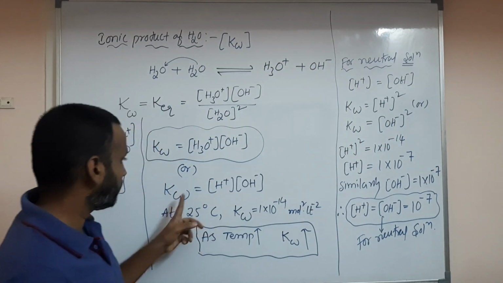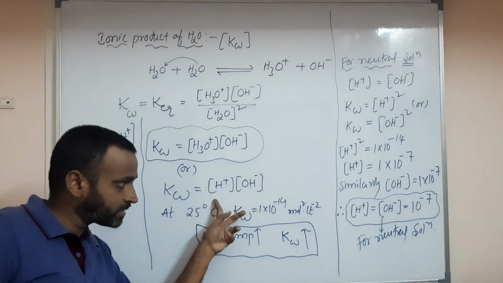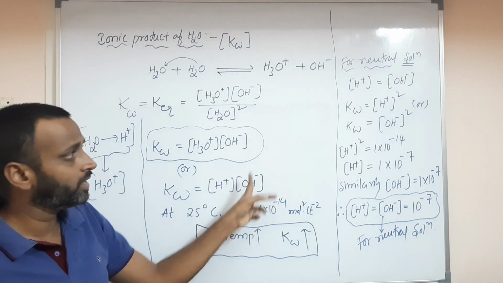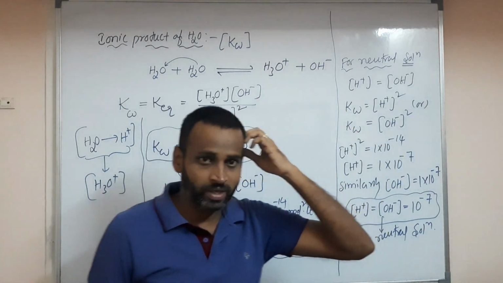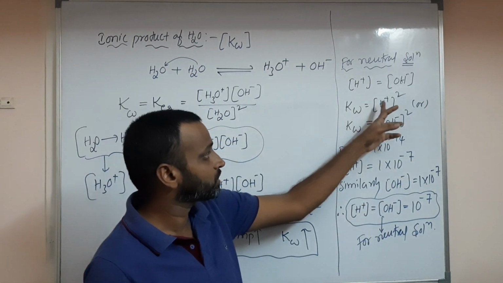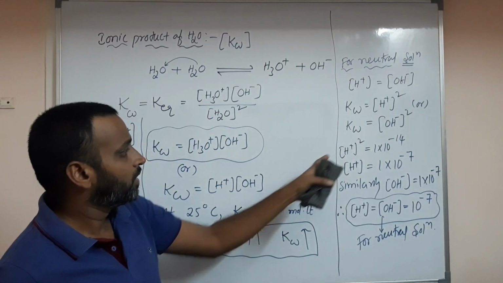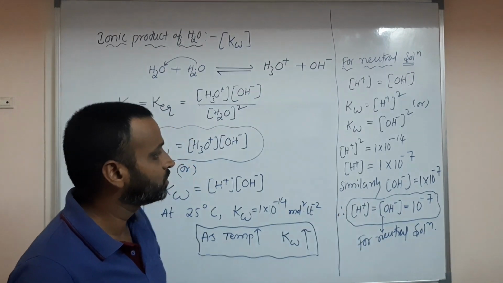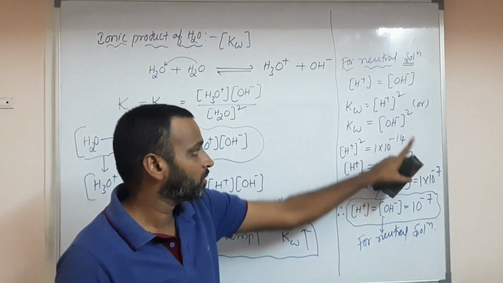So as I said, Kw is a product of both. So instead of H plus you can write OH minus, instead of OH minus you can write H plus. So Kw is equal to concentration of OH minus whole square you can write. Otherwise Kw is equal to concentration of H plus whole square you can write. So very clear. Both you can equate to the ionic product of water value, 1 into 10 power minus 14.